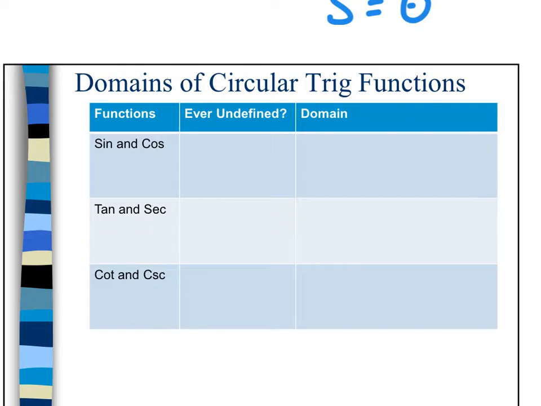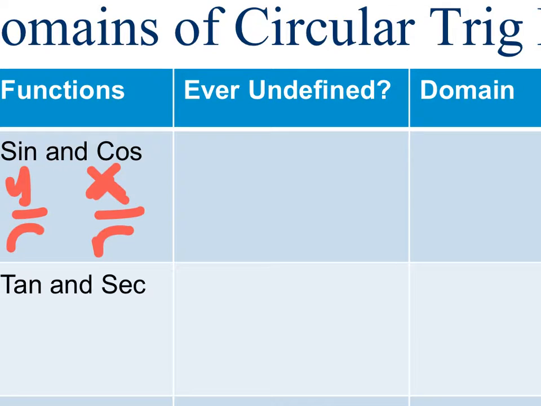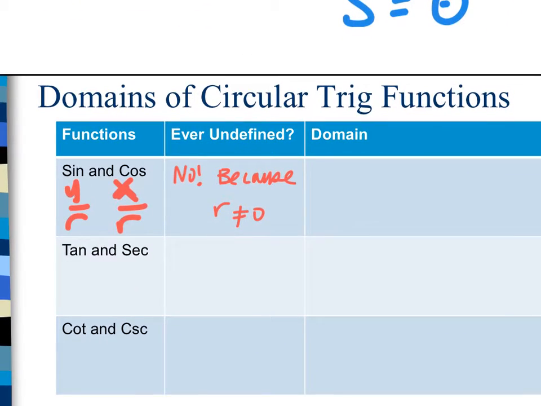Okay, so we want to begin by looking at the different ratios, and we know that sine is y over r and cosine is x over r, and both of these have an r in the denominator. Since we have an r in the denominator, it is impossible for these functions to ever be undefined, because r can never equal 0. So for that reason, there's no angle that wouldn't work for sine and cosine. So we can say that all angles exist for the domain, from negative infinity to infinity.